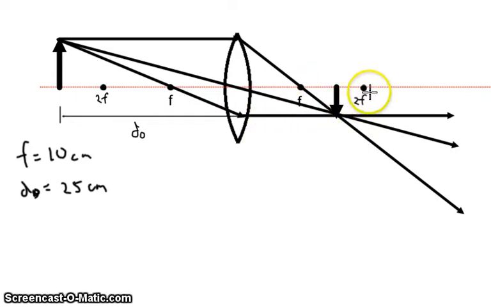and it looks like the image is located somewhere between the focal point and twice the focal length, which, if the focal length is about 10 centimeters, and that means that 2f is 20 centimeters, it looks like our image is going to be somewhere around maybe 16 or so centimeters. We'll verify that. We'll find out exactly where it is on the next video. But this is our ray tracing diagram for this particular situation.